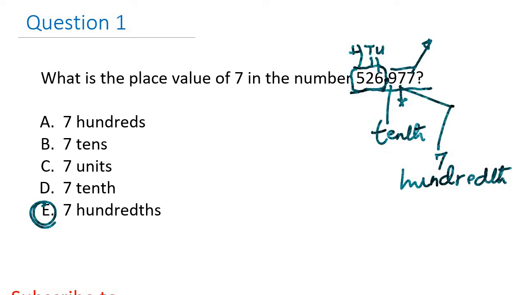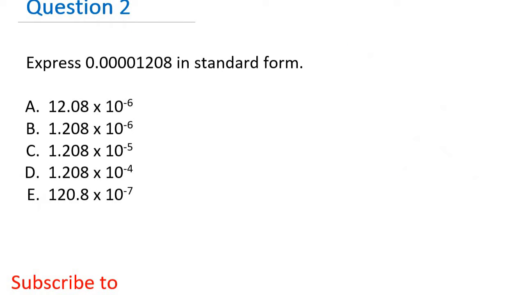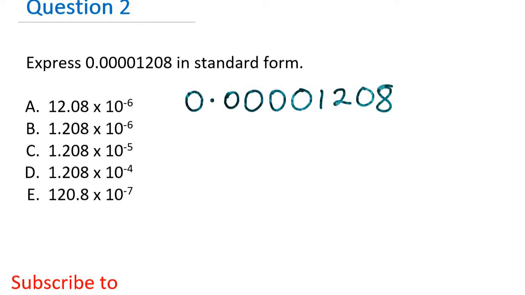Let's take question number 2. This question says, express, as I'm reading this, I'm going to write it out again. Express 0.00001208 in standard form. This is a small number, it's less than 1. To express in standard form, you start from the decimal point and move till you get to the first non-zero digit, then you stop. Is that okay?